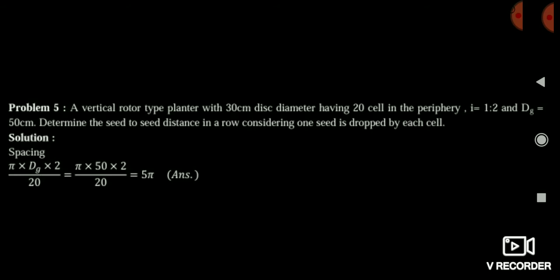So friends, pi into dg into 2, because of 2 times rotation, it is similar to pi d n, and divided by 20. Friends, because 20 seeds are dropped when we are rotating the ground wheel 2 times, pi d into 2 is the linear distance our planter will cover during this time. 20 seeds are dropped. So for one seed to seed distance, we take the total distance divided by 20. So we will get the answer, that is 5 pi.